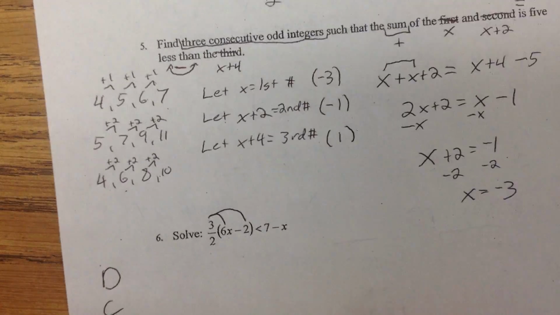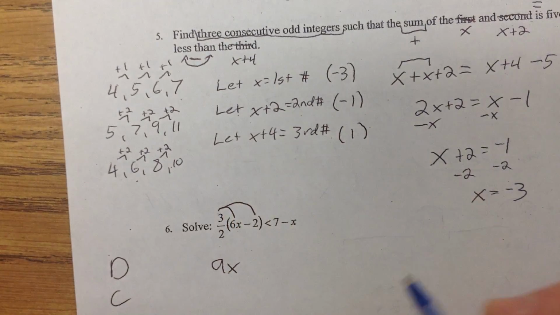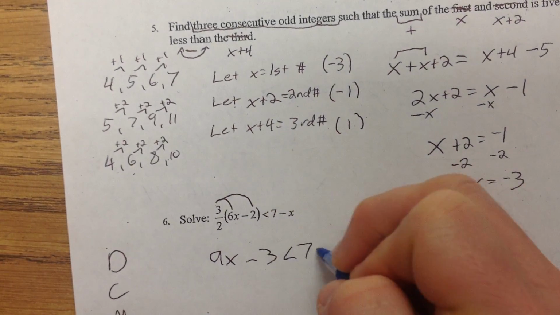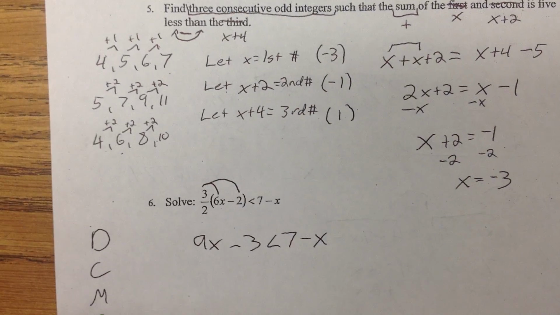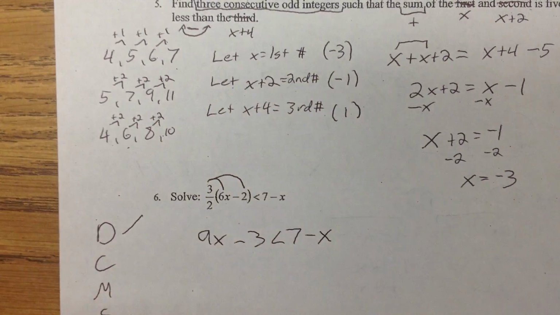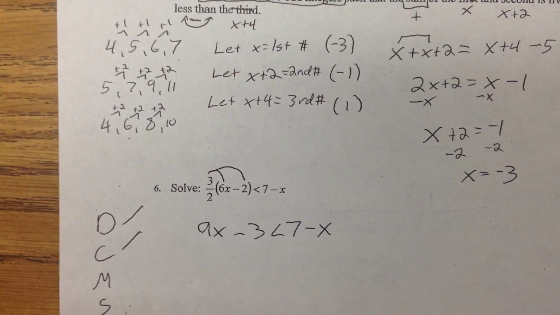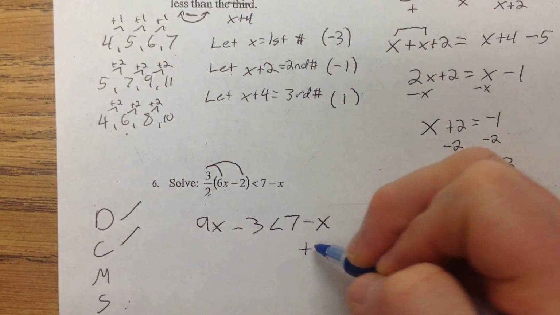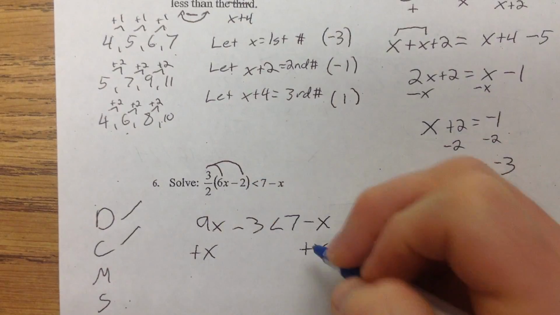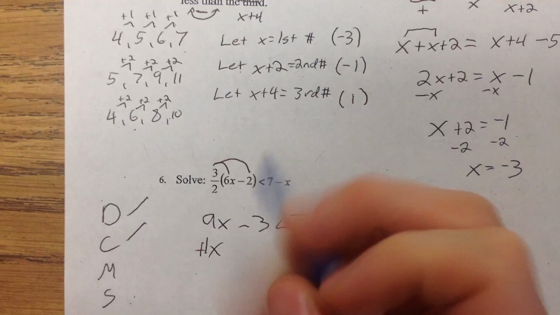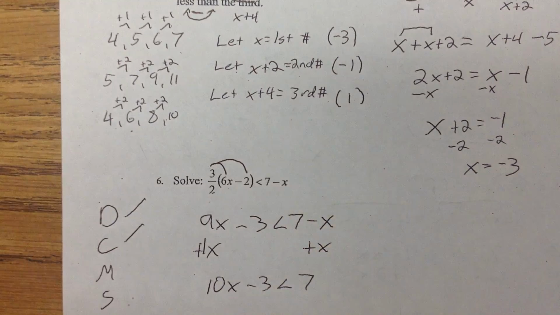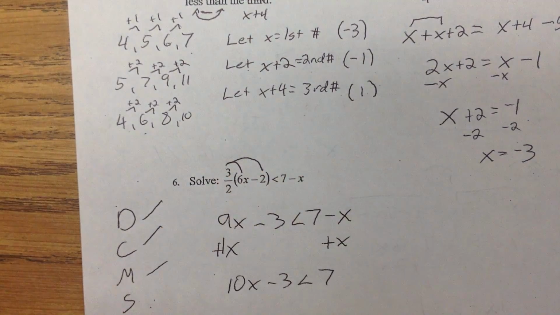So this one is going to be 9x, and then this one is going to be minus 3 is less than 7 minus x. So there's our distribution. We cannot combine these, so there's no combining like terms. Next we have to move the variable. I'm going to move this smaller one here, so I'm going to add x to both sides. Remember, that's really a 1x, so 9 plus 1 is just going to be 10x minus 3 is less than 7. And now we're ready to solve.